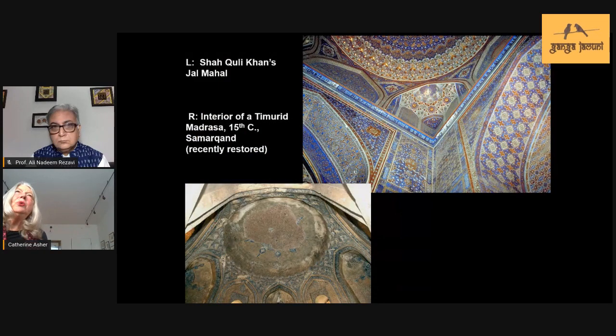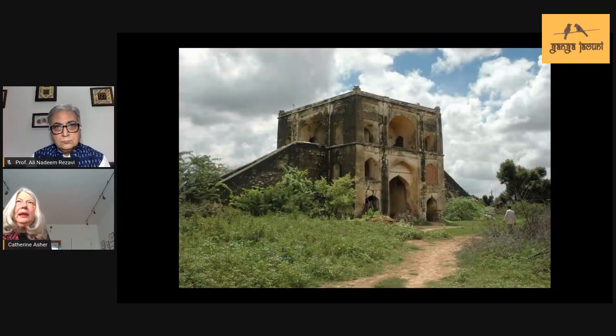And here I'm just showing you a detail of a Timurid structure and the interior again of Shah Quli Khan's Jal Mahal to give you an idea of how this is extremely Timurid in appearance. Now, the complex has this very large entrance gate, which I admit visually isn't too exciting, but I'm showing it to you really just to give you an idea of how large this estate must have been. Today, it's basically all agricultural land.